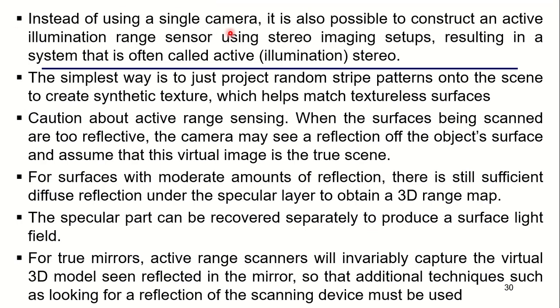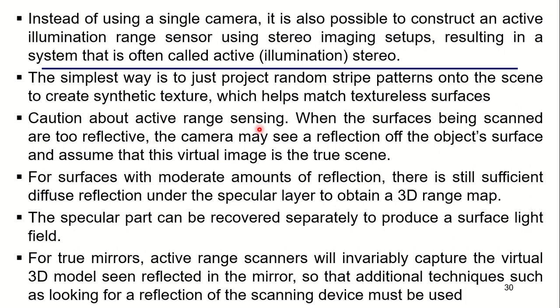Instead of using a single camera, it is also possible to construct an active illumination range sensor using stereo imaging setups, resulting in a system that is often called active illumination stereo. The simplest way is to just project random stripe patterns onto the scene to create synthetic texture, which helps match textureless surfaces.